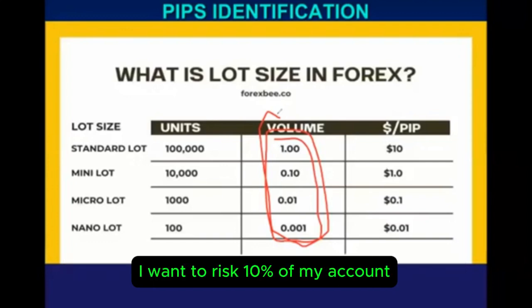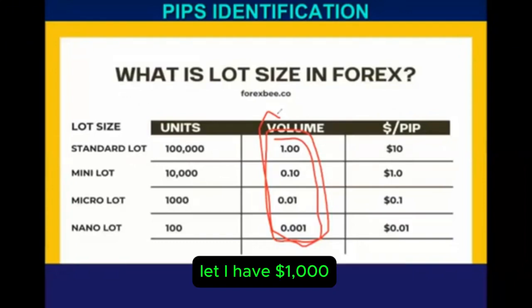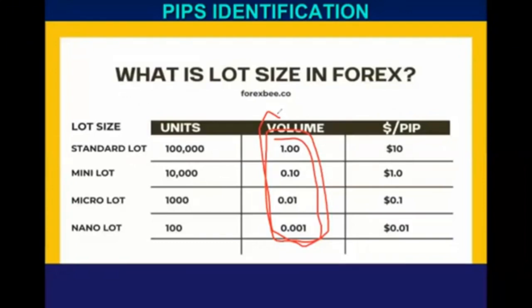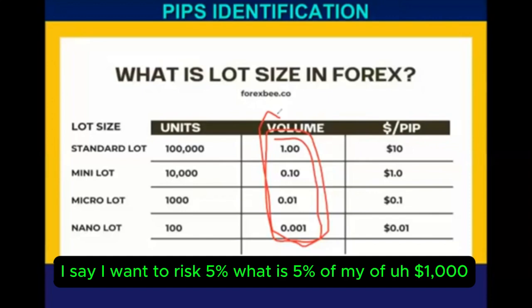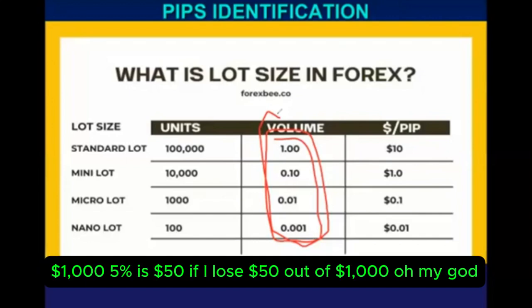Okay, I want to risk 10% of my account. If I want to risk 5% of my account, and I have $10,000, I say I want to risk 5%. What is 5% of my $1,000? $1,000, 5% is $50.